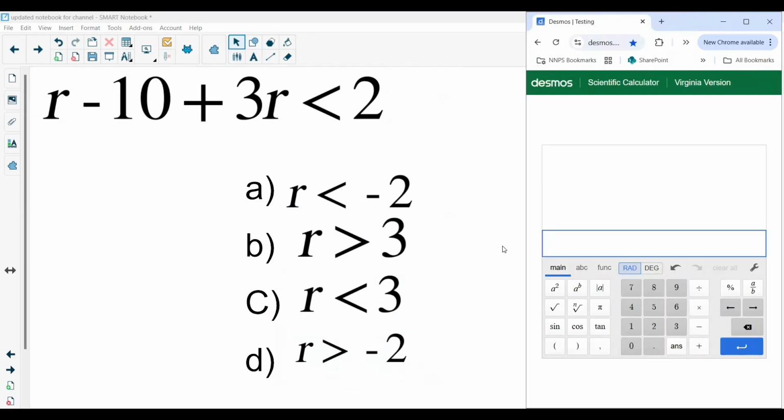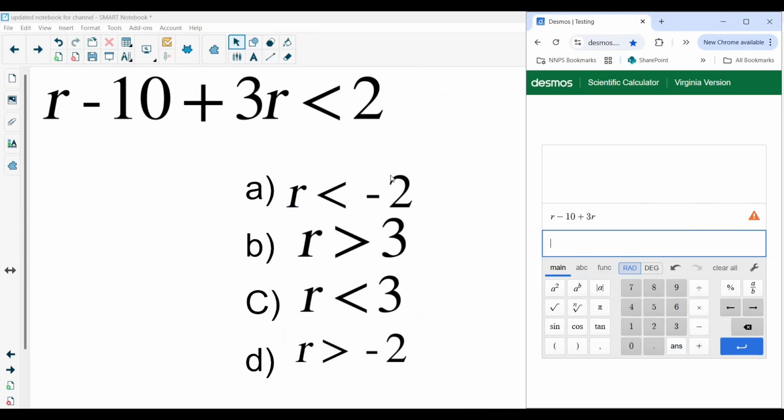Okay, so now we have another one on our screen, and we're going to do the same thing. Find the side with the variable. The side with the variable r is over here. Okay, let's go ahead and type that in Desmos just as we would do an equation. So we do r minus 10 plus 3r. And now that we see the inequality sign, we hit enter. And we want our final answer that pops up in this triangle right here to equal +2.